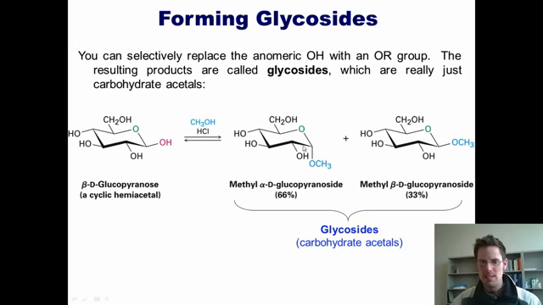are trans. That's how I remember alpha, by the way. Trans has an A in it. Alpha. Trans. And these two are cis to each other, so beta. These compounds are called glycosides. Now, glycosides, in reality, are really just carbohydrate acetals. If you can't remember what an acetal is, please review chapter 18.